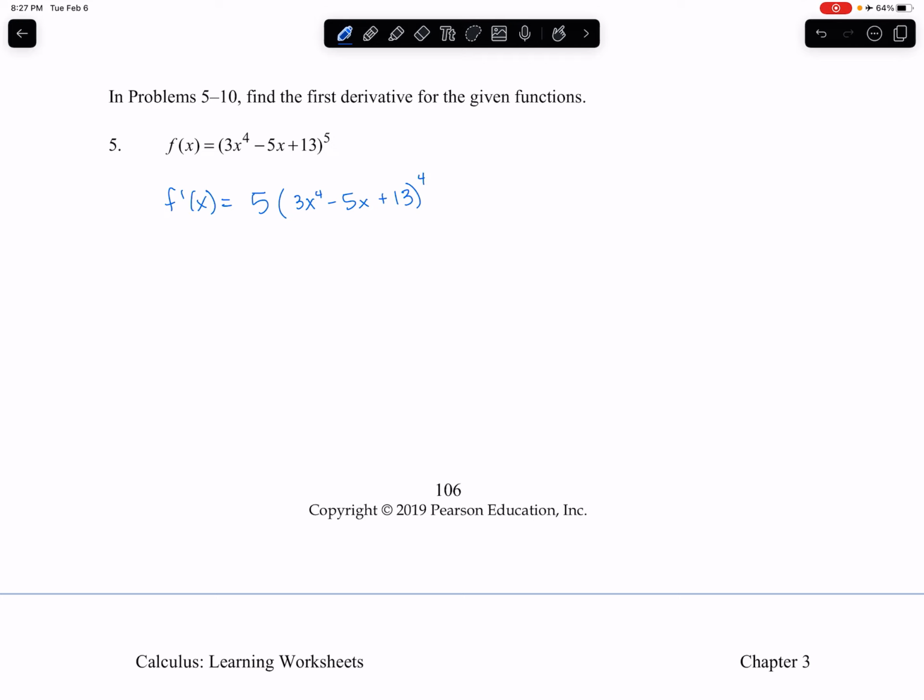And now we use the chain rule, and we have to take the derivative of what's inside. So we'll multiply by the derivative of 3x to the fourth, 12x cubed. The derivative of 5x is 5. The derivative of 13 is 0.